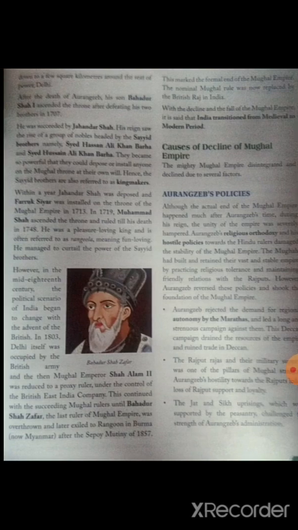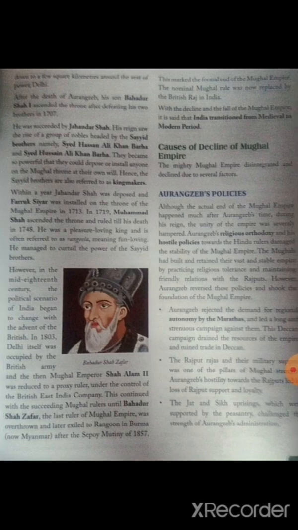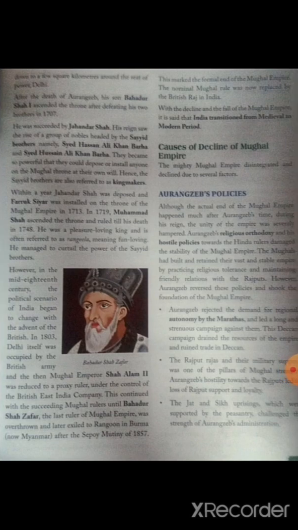Then the next point: the Jat and Sikh uprisings, which were supported by the peasantry, challenged the strength of Aurangzeb's administration. The Jats and the Sikhs were rising up day by day, supported by the peasantry, the farmer class, the lower class working in the fields. So together they challenged the strength of Aurangzeb's administration.